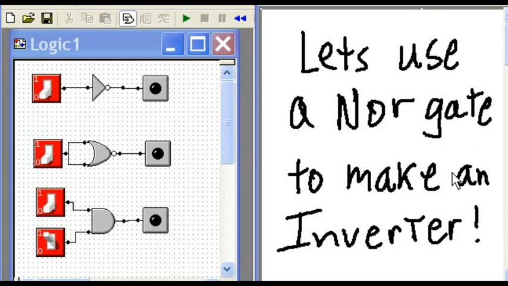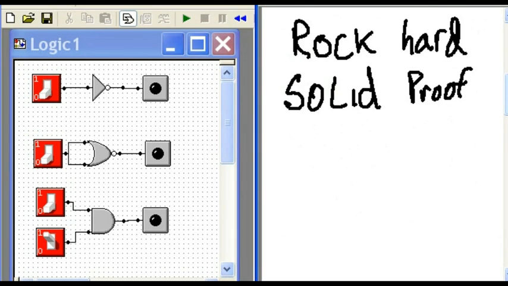Let's use a NOR gate to make an inverter. You can do that? Yes, you can. Okay, but I want to see rock-hard, solid proof of it. Okay then, let's do that.